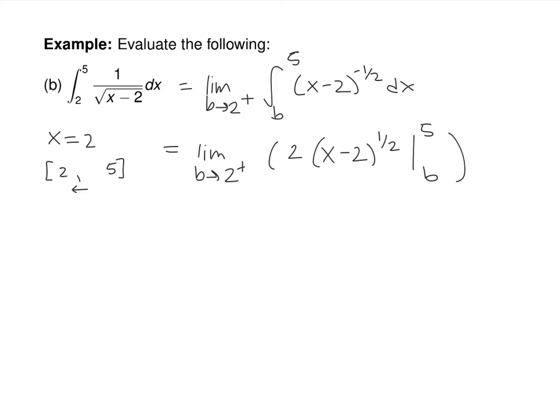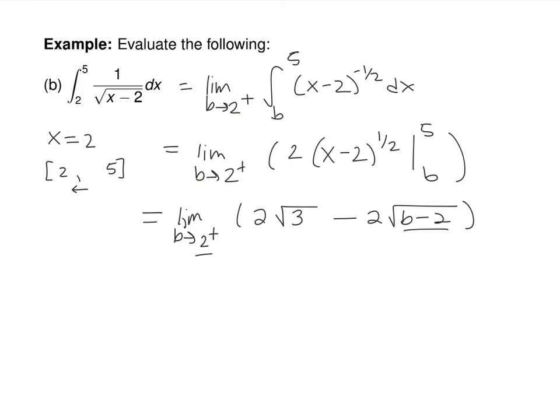So now inputting our stuff and making that power of 1/2 back into a square root. So that's 2 square root of 5 minus 2, which is 3, minus 2 square root of b minus 2. And now you can plug in 2. b is approaching 2 from the positive side, a little bit bigger than 2, so this will be an expression that's awfully close to 0, but is positive, so you can actually square root it. And this just goes to 2 root 3.